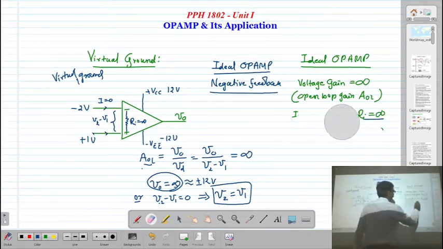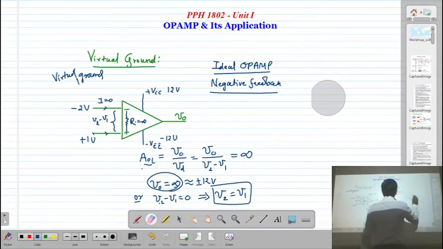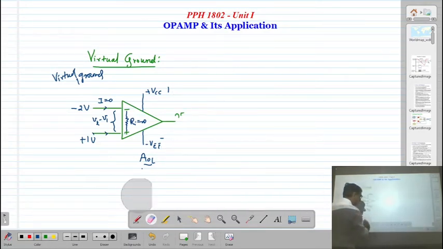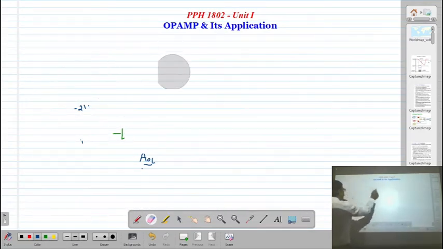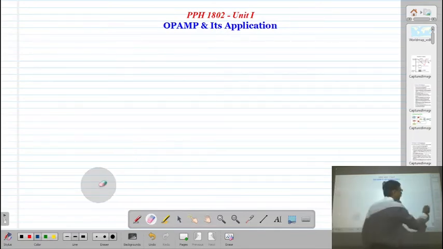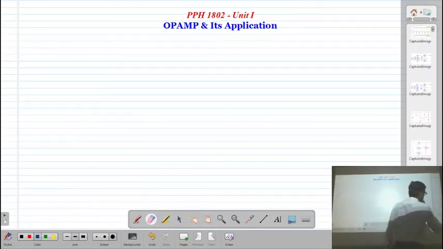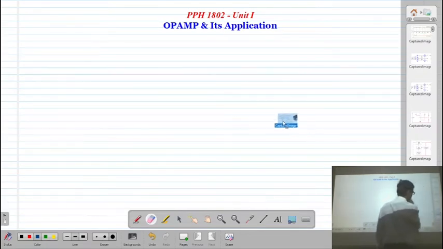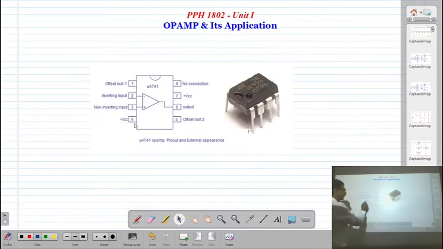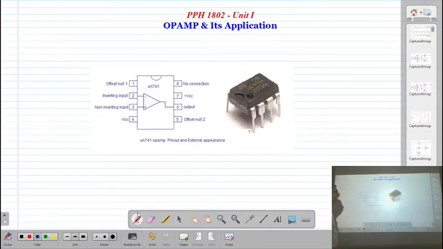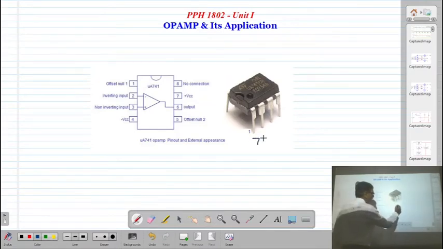Now the most popular IC is the 741. If we see the pin diagram of the 741, then it is like this. You can see this is a 741 IC and it has 8 pins. So pin number 1, 2, 3.